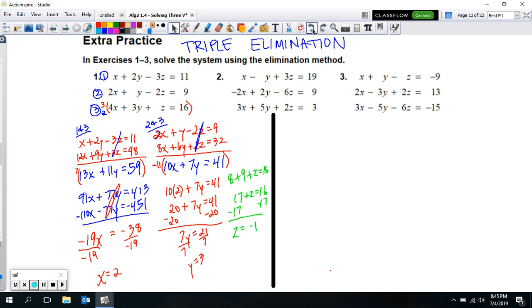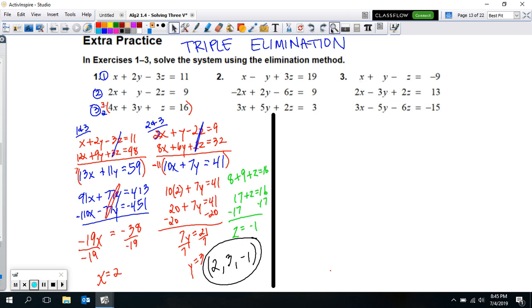Z is negative 1. So now the last thing would just be to write it as that ordered triple like we learned before. Here's how we write the solution for these 3 by 3 systems. Ordered triple. X, y, then z. So 2, 3, negative 1. There's our answer. Alright, so you may want to take a little break before we get into number 3. We got a long road here with doing these triple elimination ones.